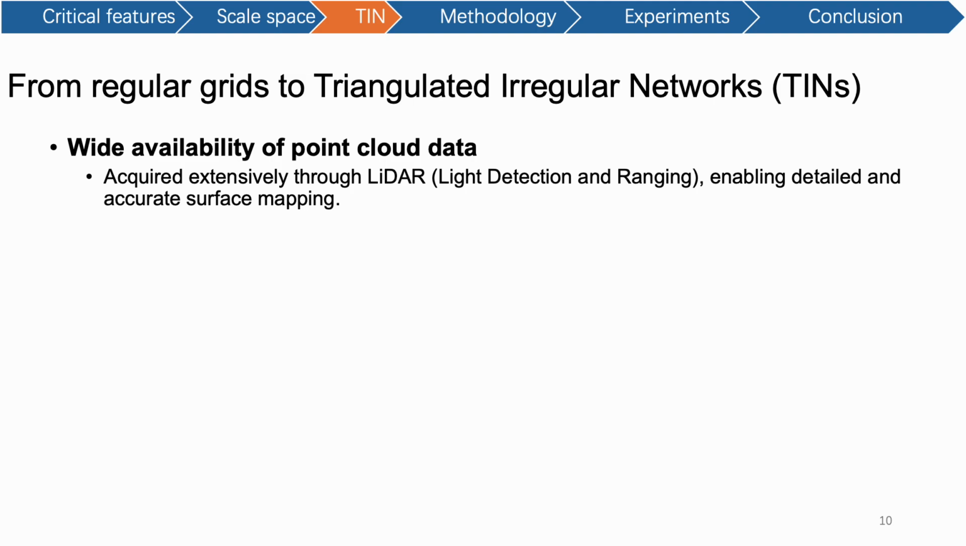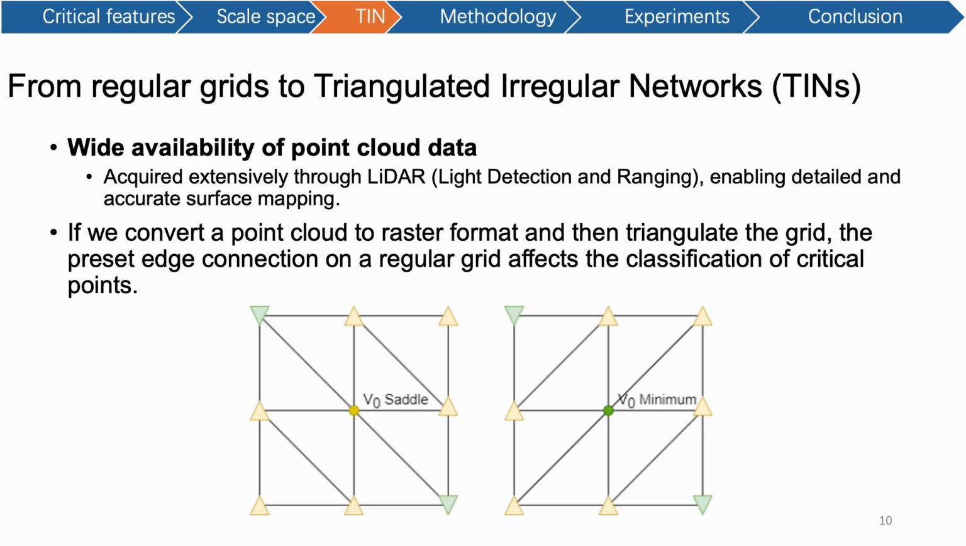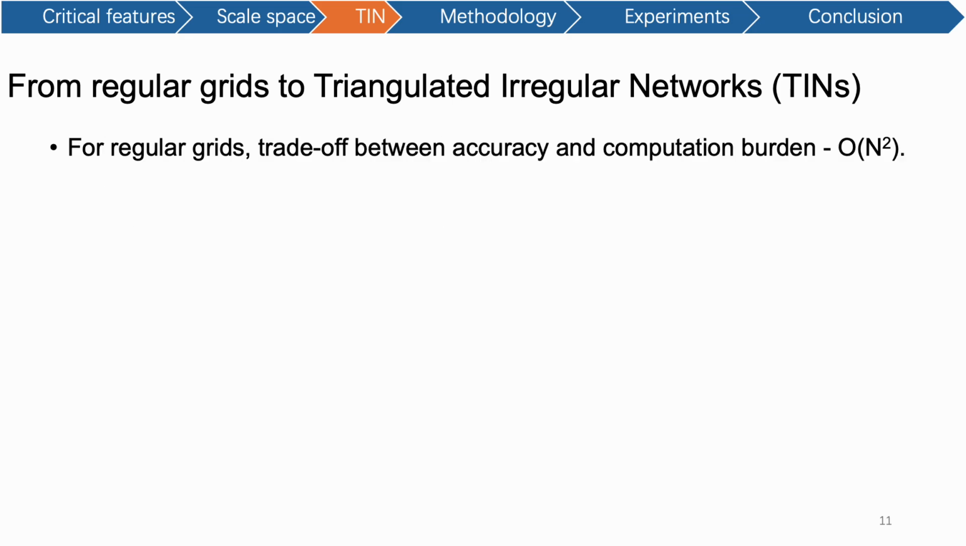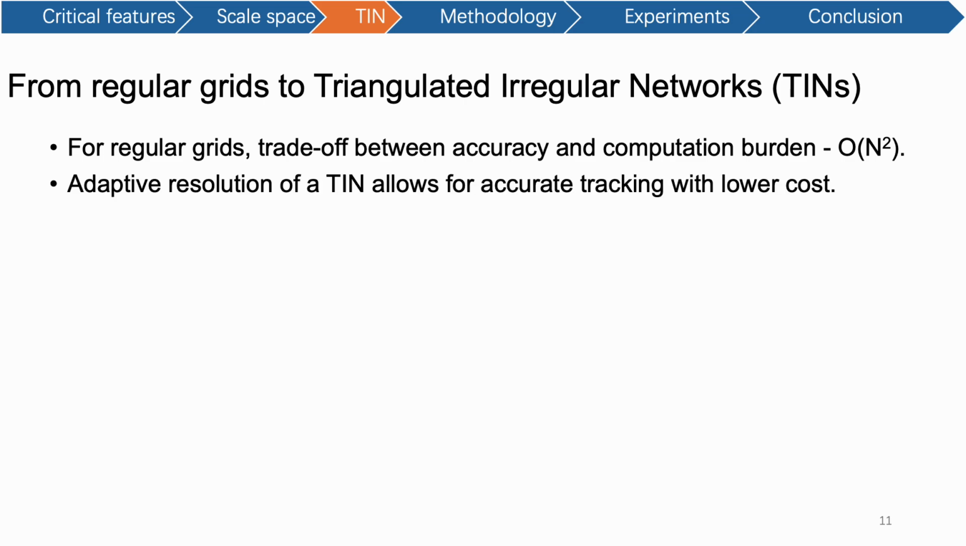However, this method is limited to raster format input. Nowadays, point cloud data is more accurate and widely available. Moreover, if we convert a point cloud to raster format and then triangulate the grid, the preset edge connection on this regular grid affects the classification of critical points, as shown in this figure. For a regular grid, there is a trade-off between accuracy and computation burden. It increases quadratically with the resolution of the grid. Therefore, it is necessary to work with point cloud data directly.